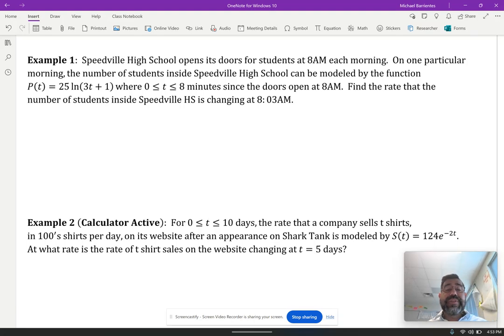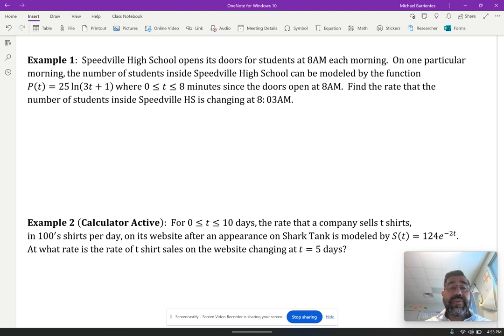Speedville High School opens its doors for students at 8 a.m. each morning. On one particular morning, the number of students inside Speedville High School can be modeled by the function p of t equals 25 times the natural log of 3t plus 1, where t is between 0 and 8 minutes, since the doors opened at 8 a.m. Find the rate that the number of students inside Speedville High School is changing at 8:03 a.m.